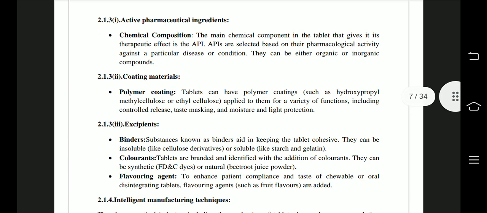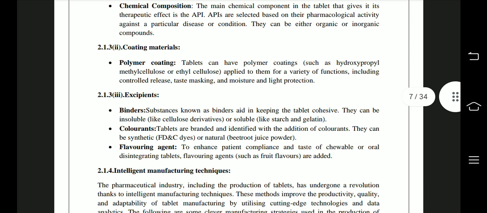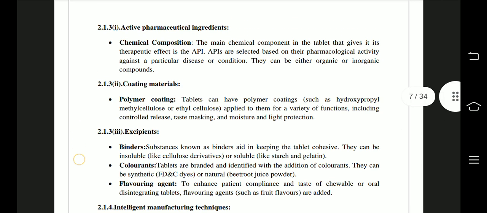First one is active pharmaceutical ingredient and chemical composition. The main chemical component in the tablet that gives it its therapeutic effect is the API. APIs are selected based on their pharmacological activity against a particular disease or condition. They can be either organic or inorganic compounds.